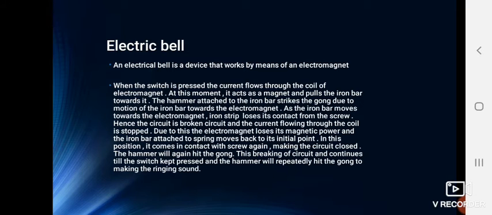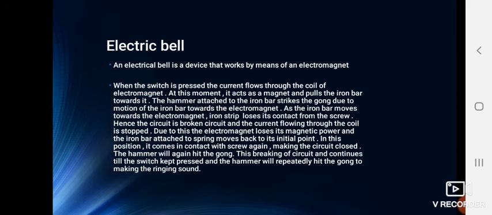As the iron bar moves towards the electromagnet, the iron strip loses its contact with the screw. Hence, the circuit is broken and the current flowing through the coil is stopped. Due to this, the electromagnet loses its magnetic power and the iron bar attached to the spring moves back to its initial position. In this position, it comes in contact with the screw again, making the circuit closed. The hammer will hit the gong again.